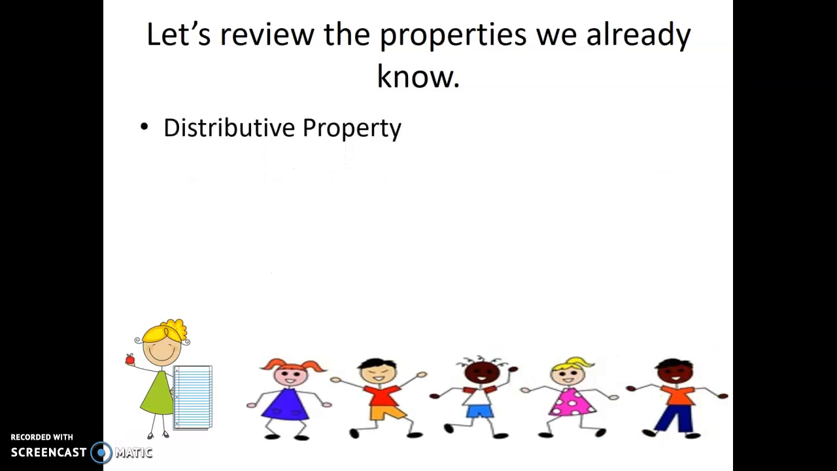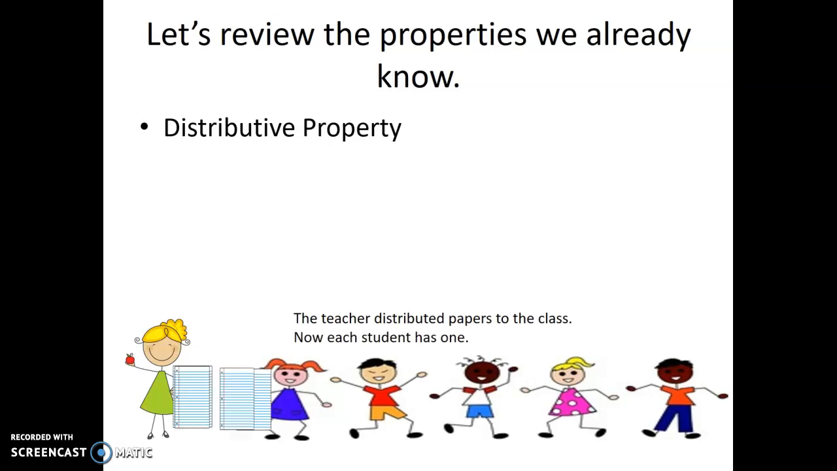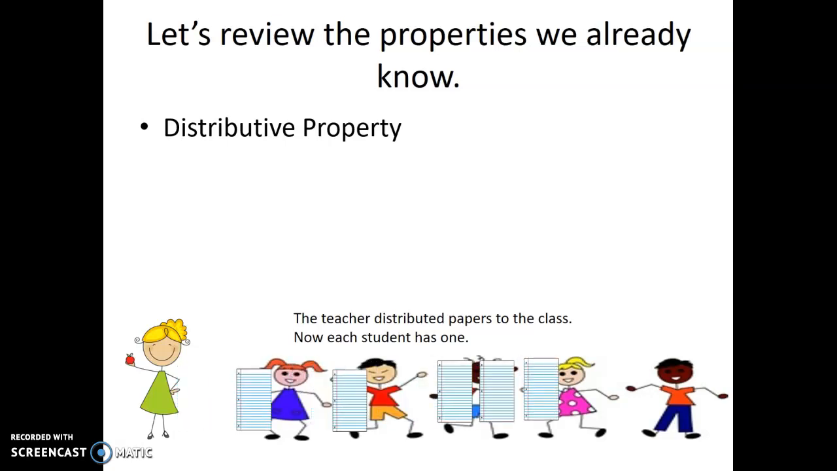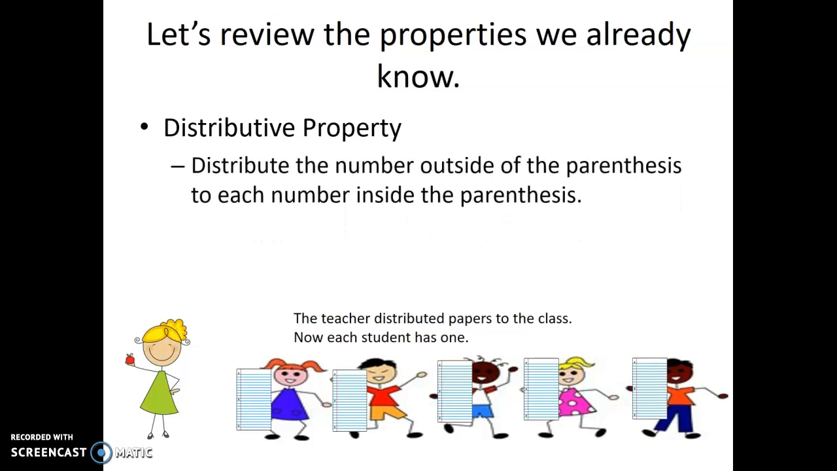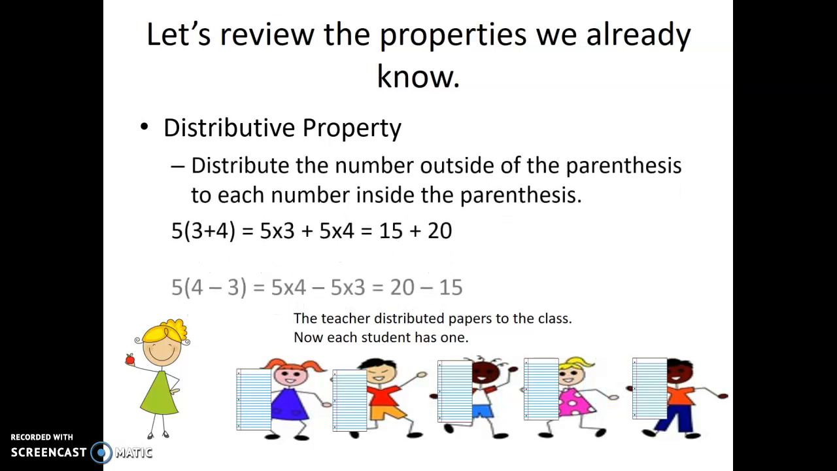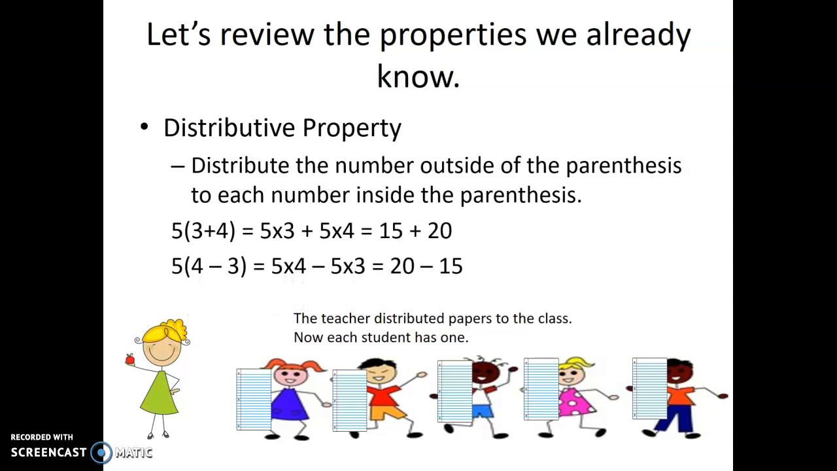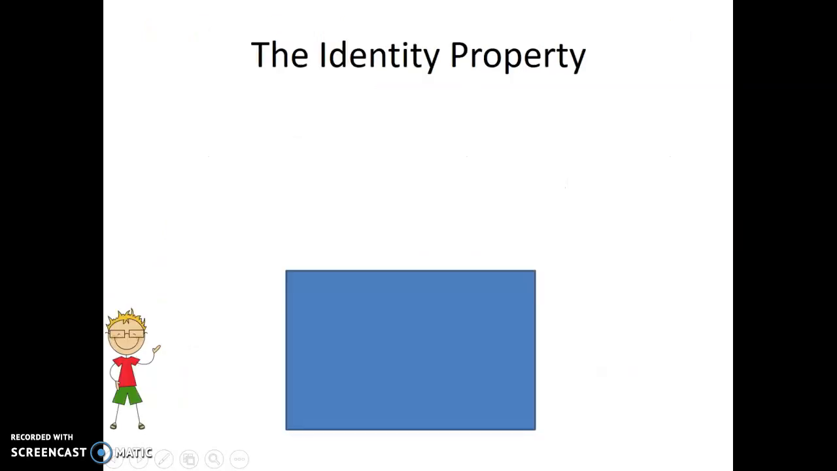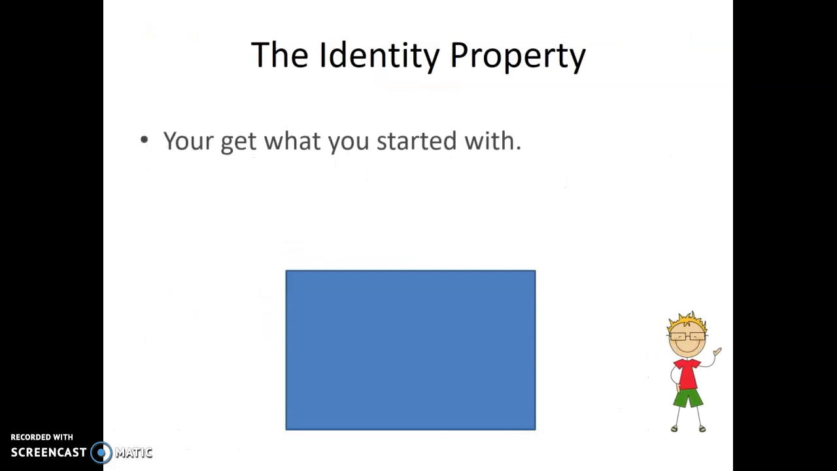We also very recently talked about the distributive property. The teacher distributed papers to the class. Now each student has one. So in this one, the number outside of the parentheses gets distributed by multiplication to every number inside the parentheses, okay? Now with this one, in the parentheses, you can have addition, or you can also have subtraction, and that would be fine.